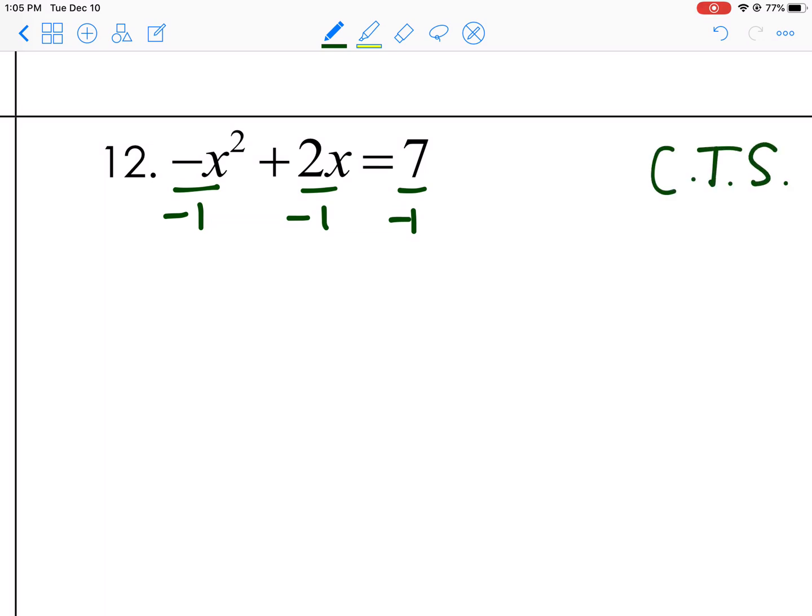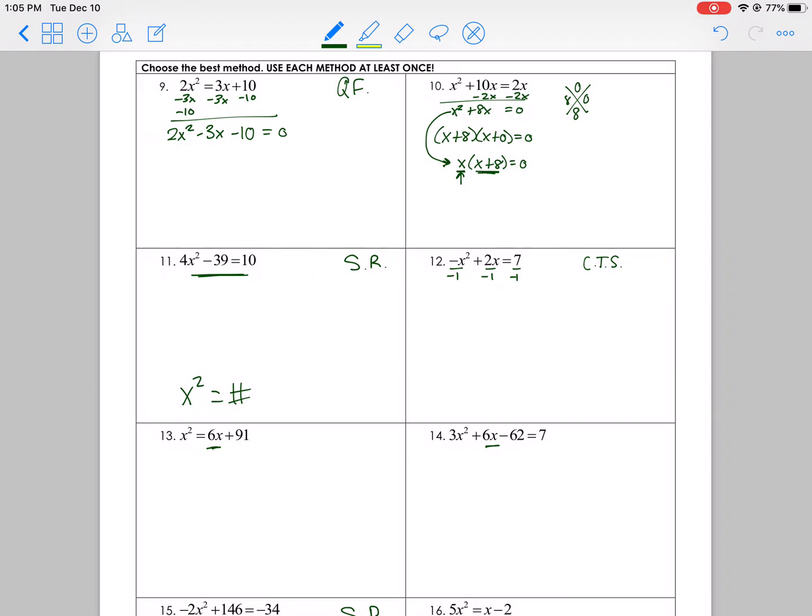I hope this has been helpful in helping you see how to be strategic in choosing the method that's going to be most beneficial for you.